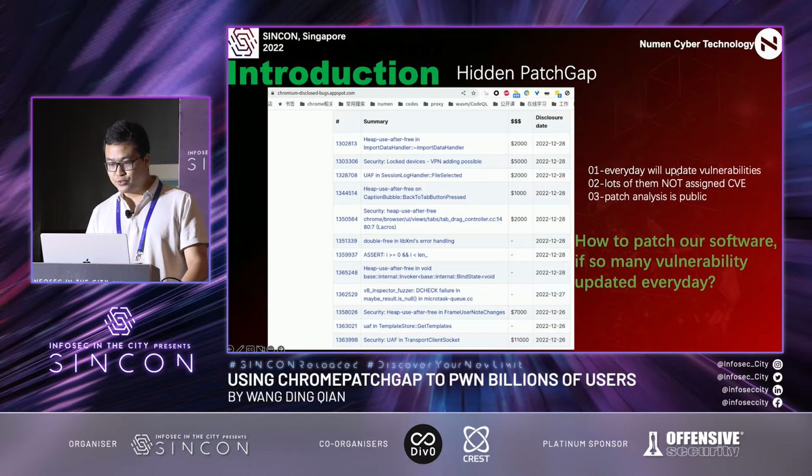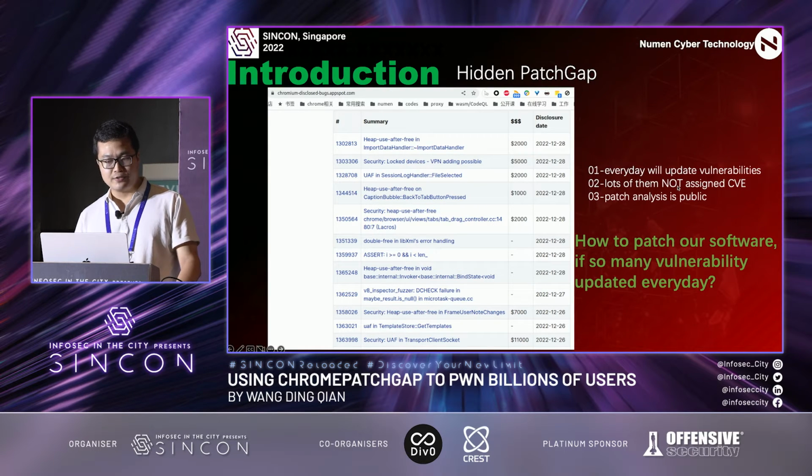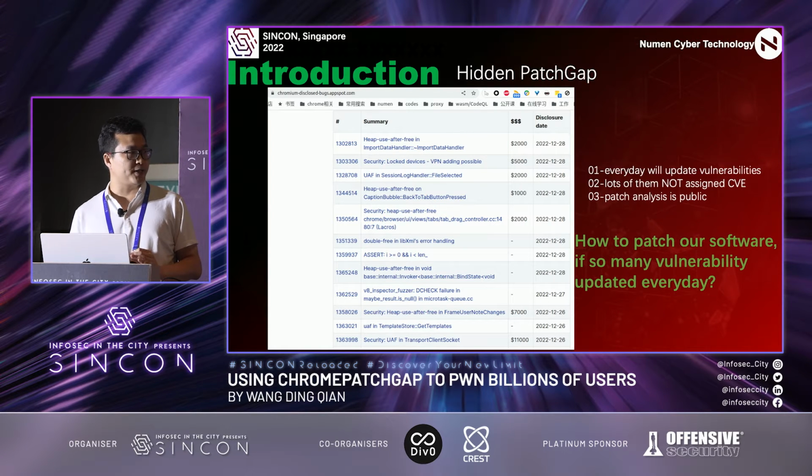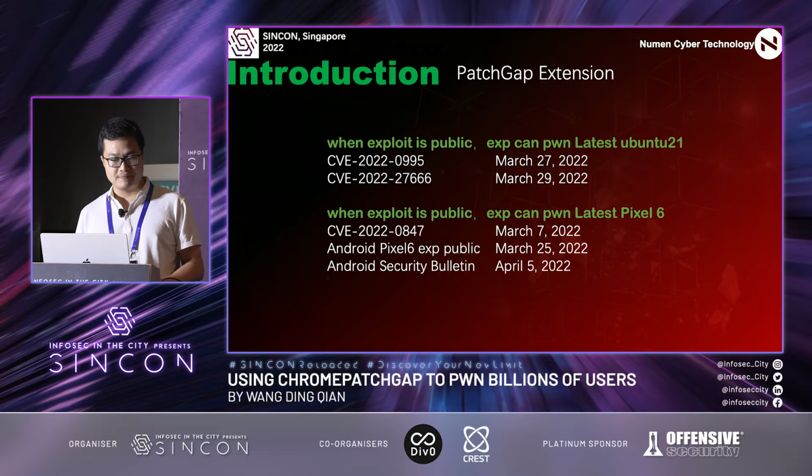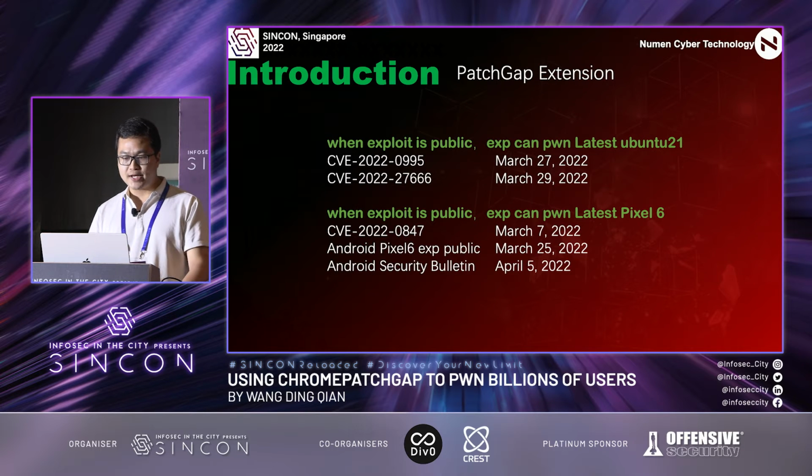So this is the second aspect, and I think this will be the following 2 years of ChromePatchGap. We can see there are a lot of issues, and a lot of them did not have a CVE number. Here are 3 points I want to talk about. First, vulnerabilities are updated every day. Second, lots of them did not have a CVE number, so if the company did not patch it, all we need to do is write an exploit. Third, the patch analysis is public, so we don't need to fuzz any software. So the question is how to patch our software if so many vulnerabilities are updated every day.